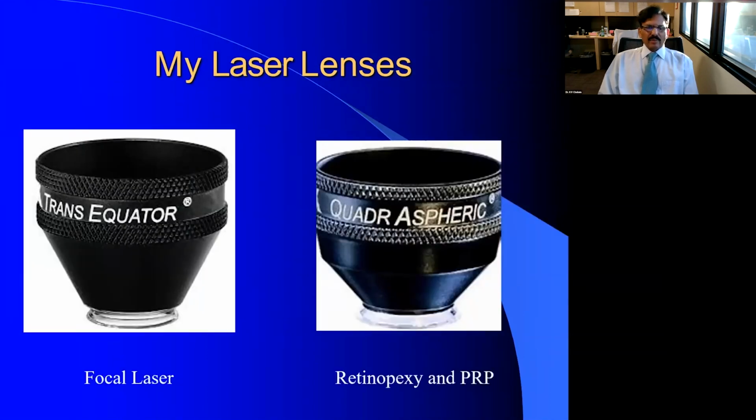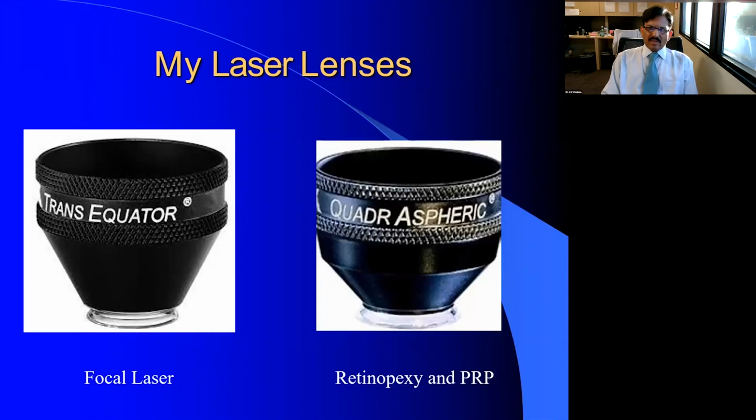As for the lasers, my go-to lenses are the transequator for the focal macular lasers, because it's kind of a compromise between the area centralis. The transequator gives a good stable view and also a protective view, so that I don't inadvertently cause any damage to the macula. I use the quadraspheric lens for pan-retinal photocoagulation. These are my go-to lenses.